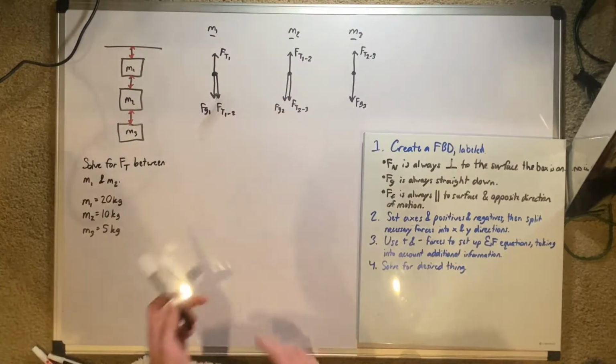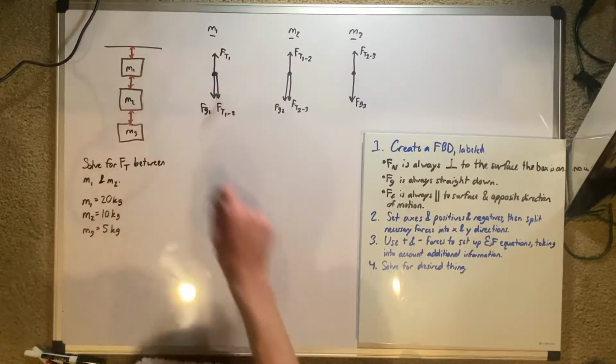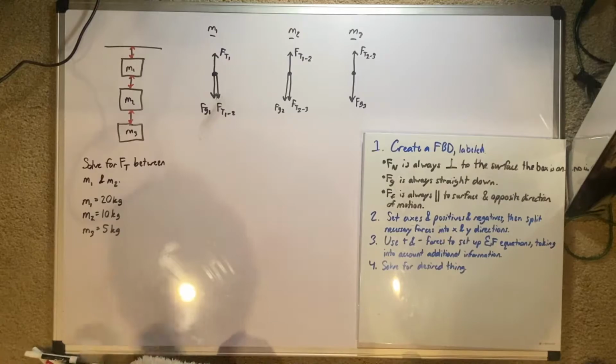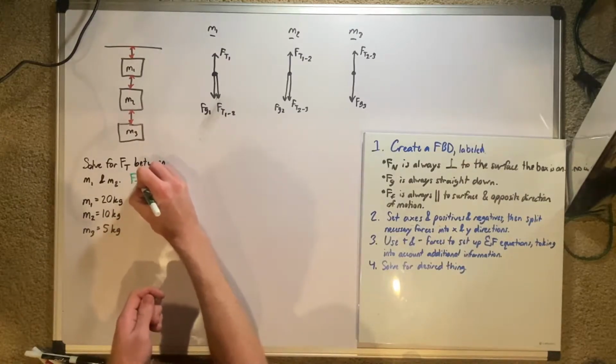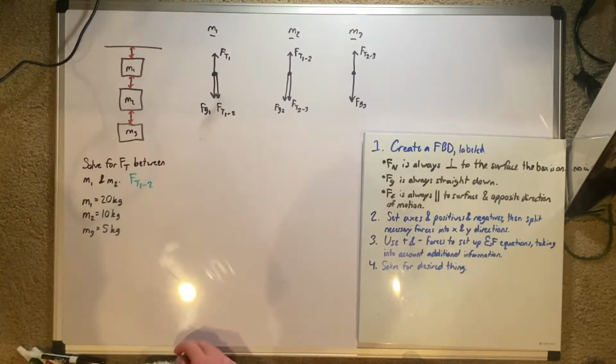This force of tension here goes between 1 and the ceiling, so I'm not going to write 1 through ceiling. I'm just going to write force of tension 1. So, in other words, what we're trying to solve for here is force of tension 1 to 2. That's just a quick way to put it because of what we set up here.